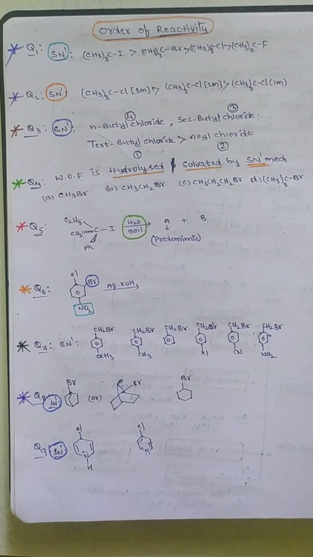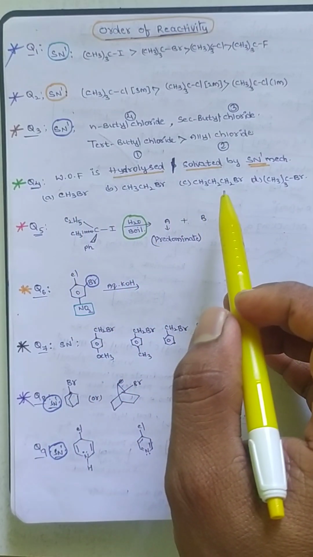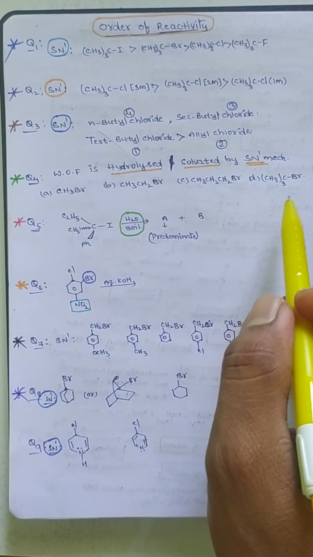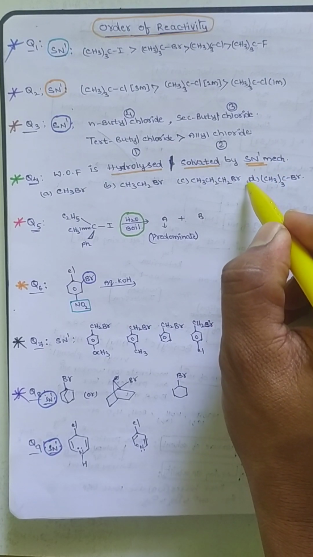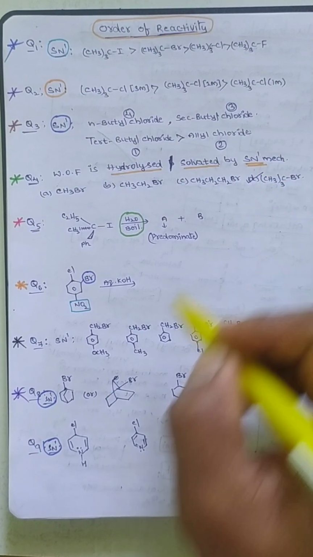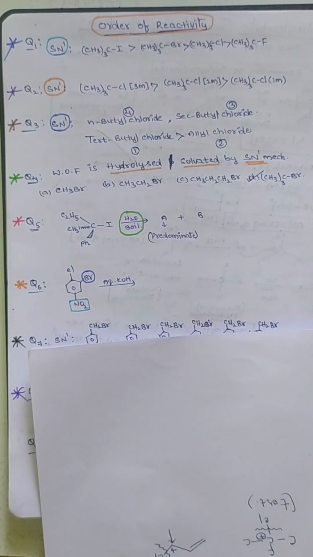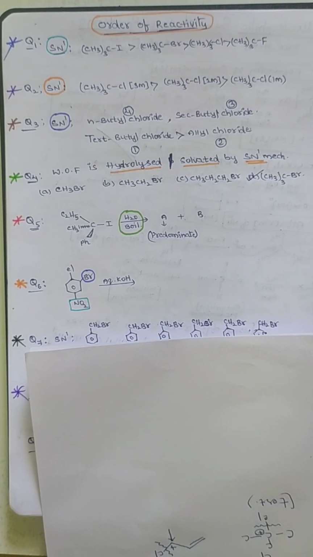Hydrated or solvated by SN1 mechanism. This is methyl bromide, ethyl bromide, n-propyl bromide, tertiary butyl bromide. We know that SN1 is more favorable for what? A 3 degree carbocation. So therefore this is the answer. 3 degree carbocation is more stable. So therefore 3 degree tertiary butyl bromide is undergoing hydrolysis or solvation easily because the 3 degree carbocation is more stable.